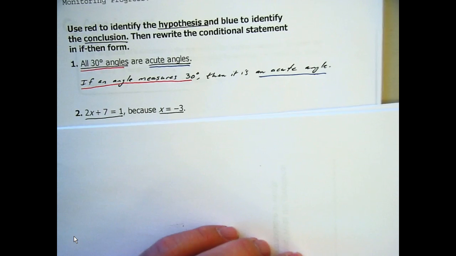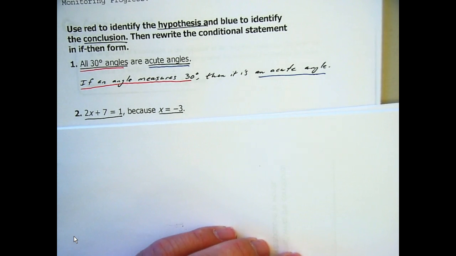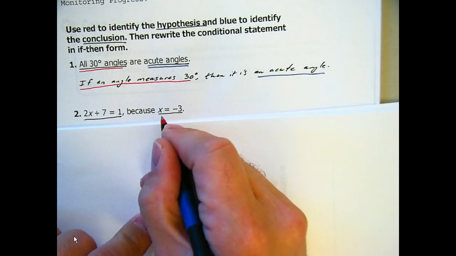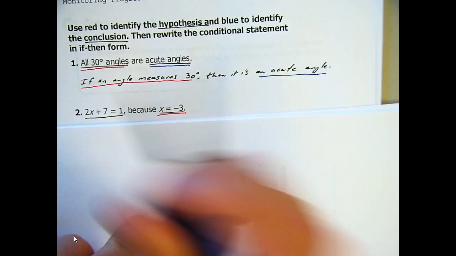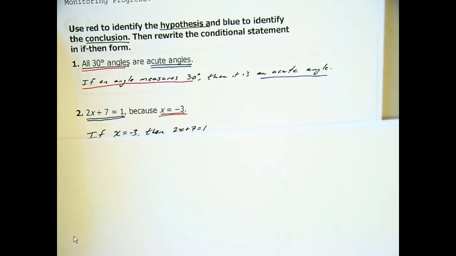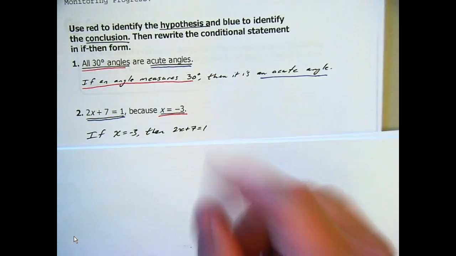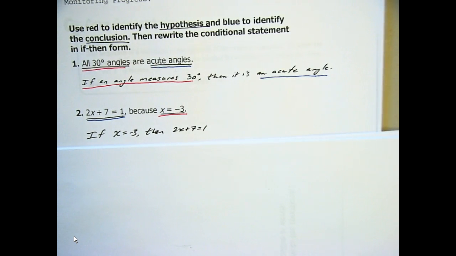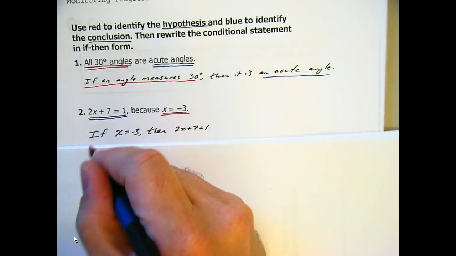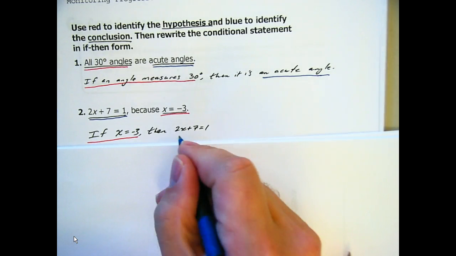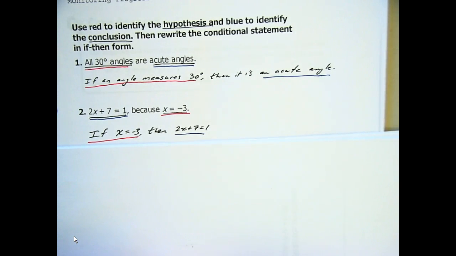How about the second one? 2x plus 7 equals 1 because x equals negative 3. So what's my hypothesis there? Yeah, Brennan. Good. Hypothesis is x equals negative 3. The conclusion is 2x plus 7 equals 1. Because x equals negative 3, 2x plus 7 equals 1. Once again, however you want to bring that to your attention, red and blue, just make sure you don't label them incorrectly like I did on my other page.